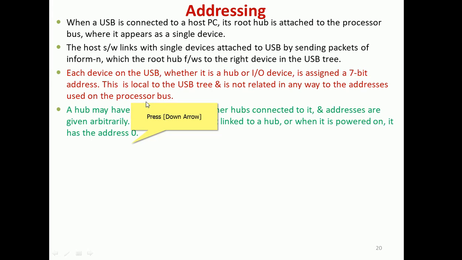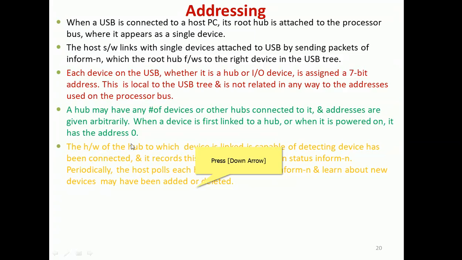So a device connected to the hub. Addresses are given arbitrarily. When the device is first linked to the hub, when it is powered on, it has a 0 address. From left to right, the first device towards the left side becomes the first device, and the rightmost device becomes the last device. The address will be there.